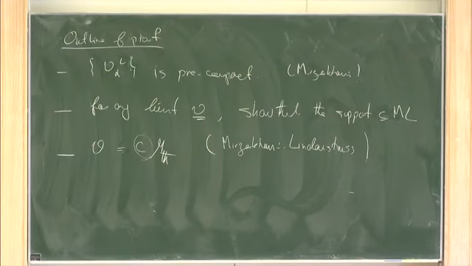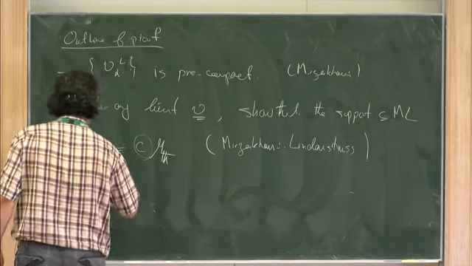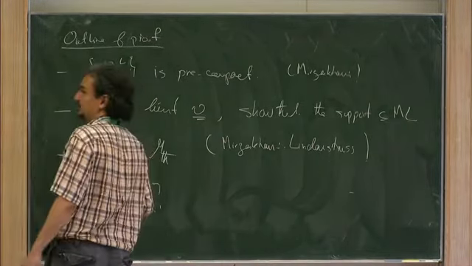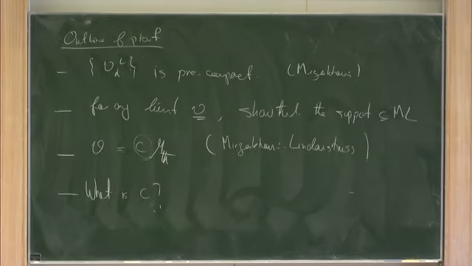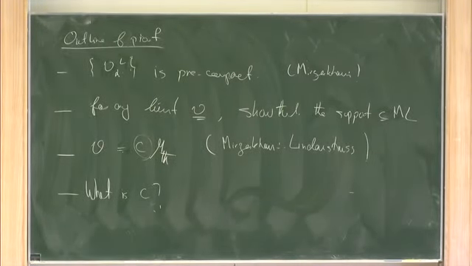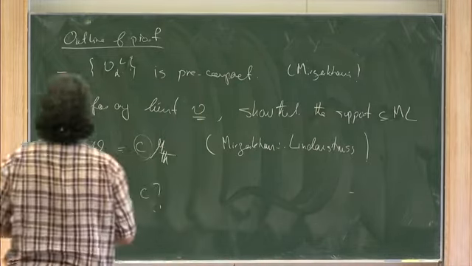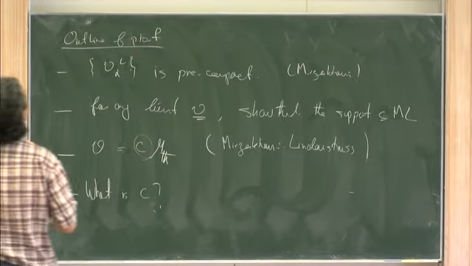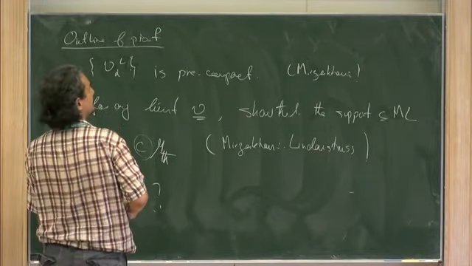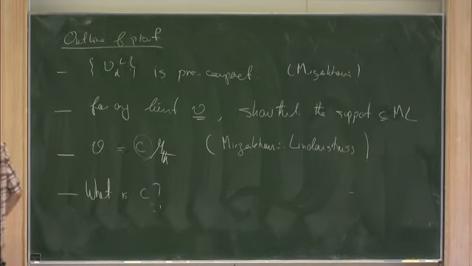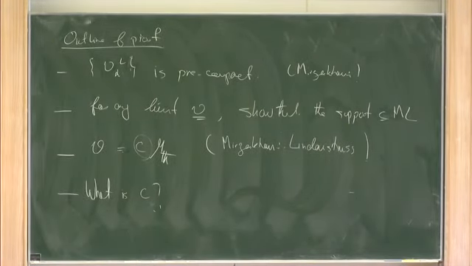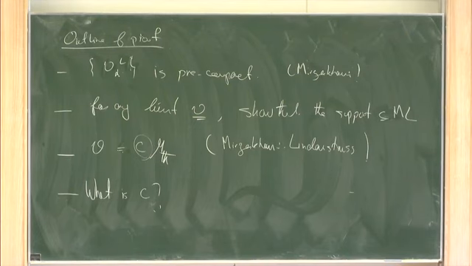And then you have to decide what this C is. So what is C? To compute what C is, I have to tell you one more piece of the puzzle. Oh, maybe I want to keep the main theorem. We can get the application.